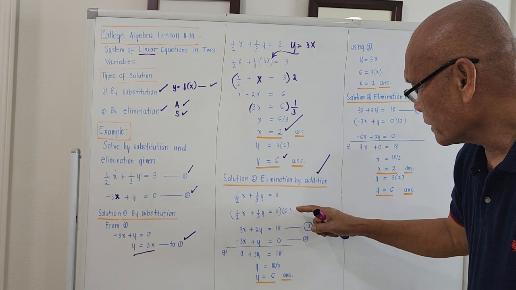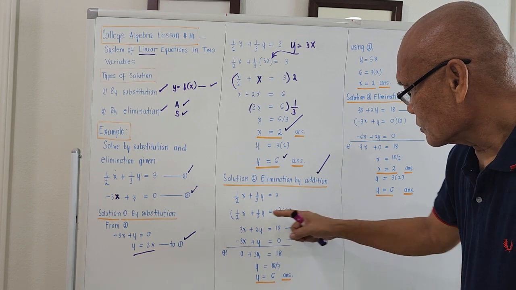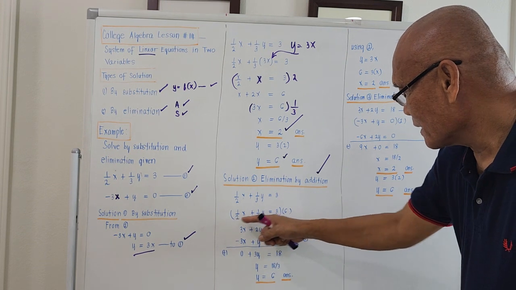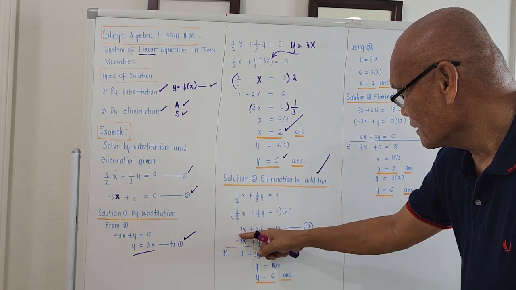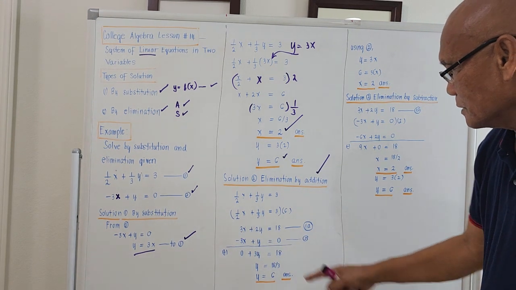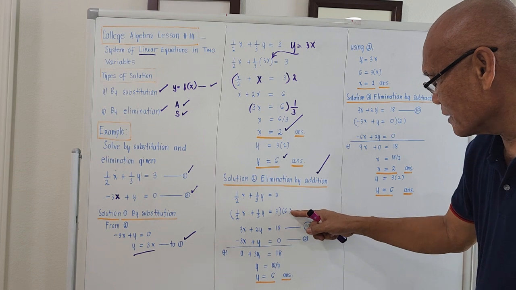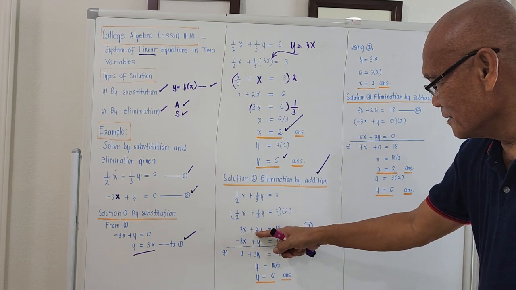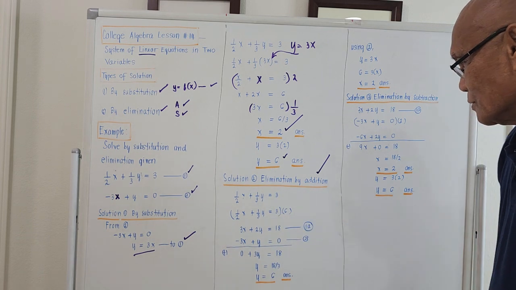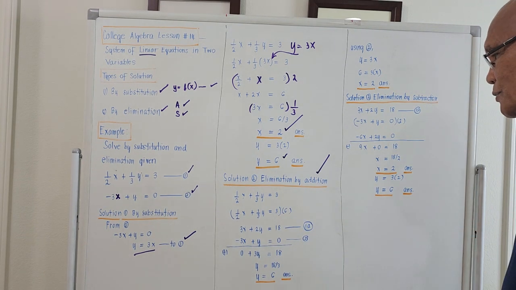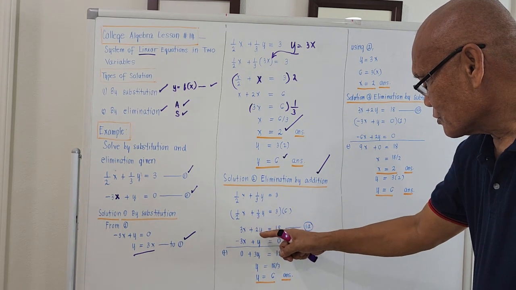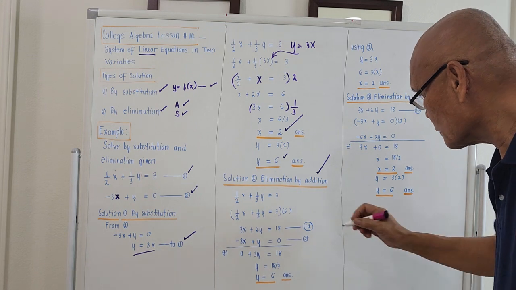Then we multiply all the terms by 6. So 1/2 of x times 6 will be 3x, because these two here cancel with 6, what remains is 3. The coefficient of x now on the first term will be 3. Second one, 3 cancel with 6 here, what remains will be 2, right? So this will be 2y, and 3 times 6 will be 18. So after multiplying all the terms by 6, what comes out will now be 3x plus 2y equal to 18. We call this equation 1a.